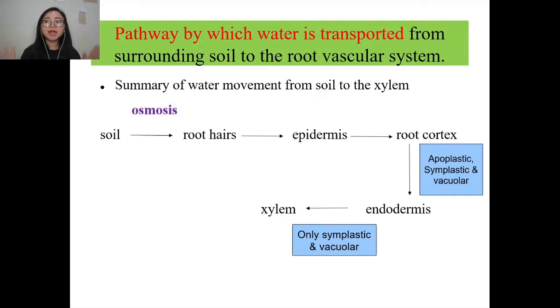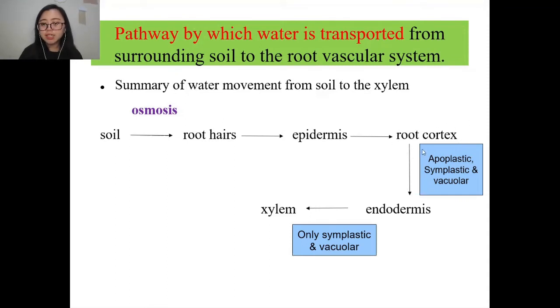Okay, so just a quick summary of how water moves from soil to the xylem. We start with the soil. Water moves via osmosis into root hairs. From root hairs, it moves via osmosis into the epidermis. From the epidermis, it moves via osmosis into the root cortex.